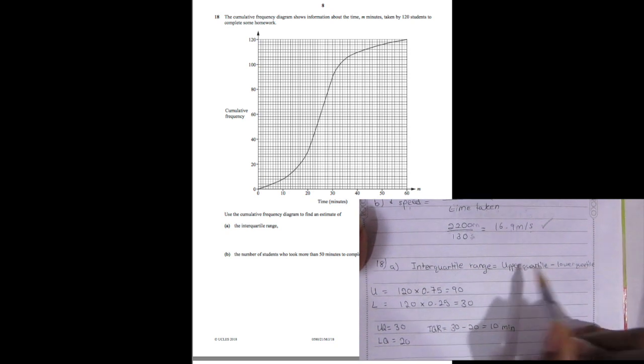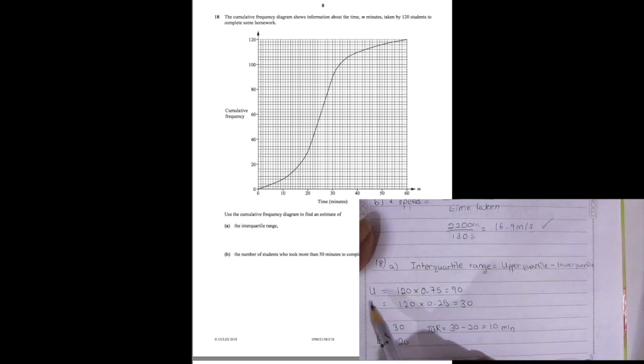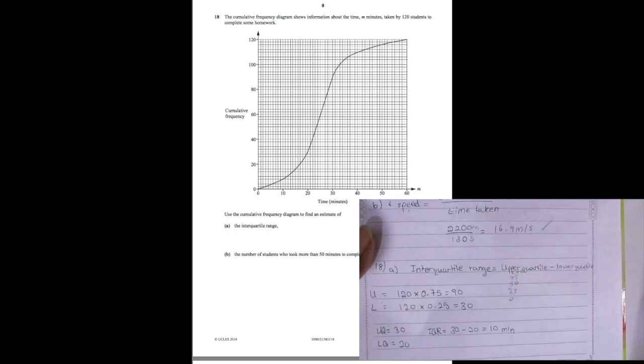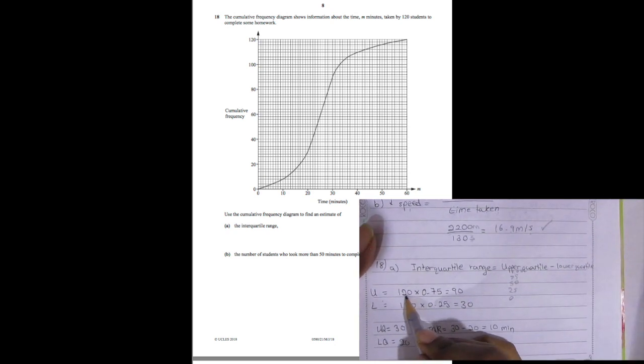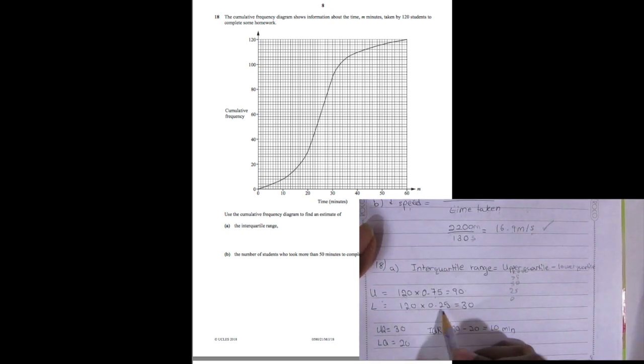Alright, so for question 18, we're trying to find the interquartile range, which is the upper quartile minus the lower quartile. Quartiles you can tell from quarters, like with cash: 25 cents, then 50, then 75, then 100 cents, or basically $1. So to find the upper quartile, you use the maximum, which is 120 people, times 0.75, which is 90. Then the lower quartile is 120 times 0.25, which gives you 30.